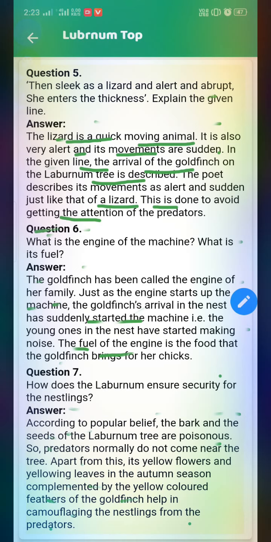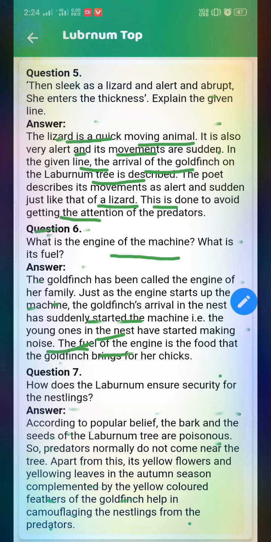Question number 6. What is the engine of the machine? What is its fuel? The goldfinch has been called the engine of her family, just as the engine starts up the machine, the goldfinch's arrival at the nest starts up the machine. As the goldfinch arrives at the nest, the babies begin to chitter and trill. The young ones in the nest have started making noise. The fuel of the engine is the food that the goldfinch brings for her chicks.